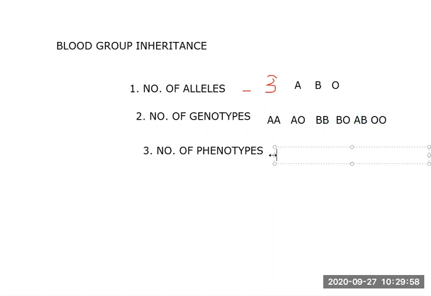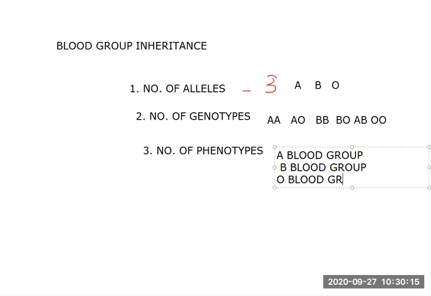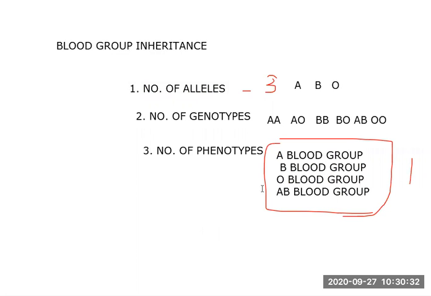Next, number of phenotypes. Generally, when we see the physical expression we call it phenotype, isn't it? We say A blood group, B blood group, O blood group, and AB blood group. No need to say BB blood group like that, that is genotype. Simply we are saying how many types of people are present by physical expression. So 4 types of people are present. So number of alleles 3, number of genotypes 6, number of phenotypes 4.